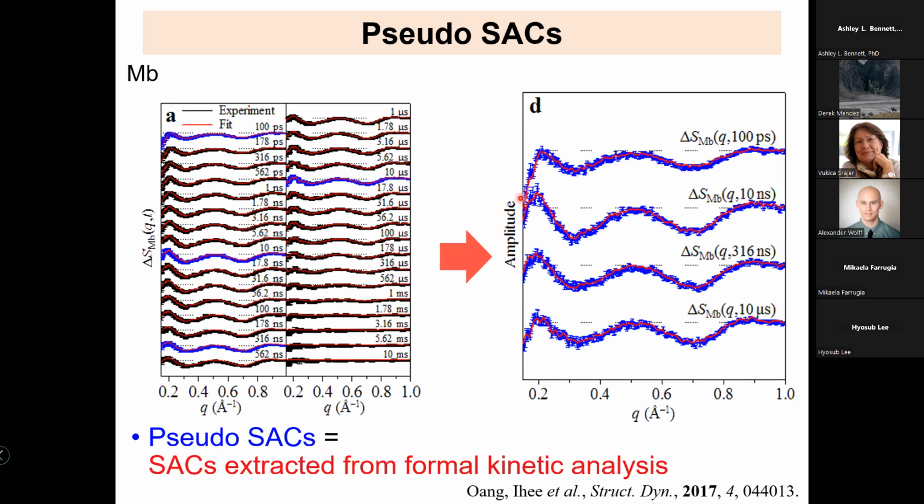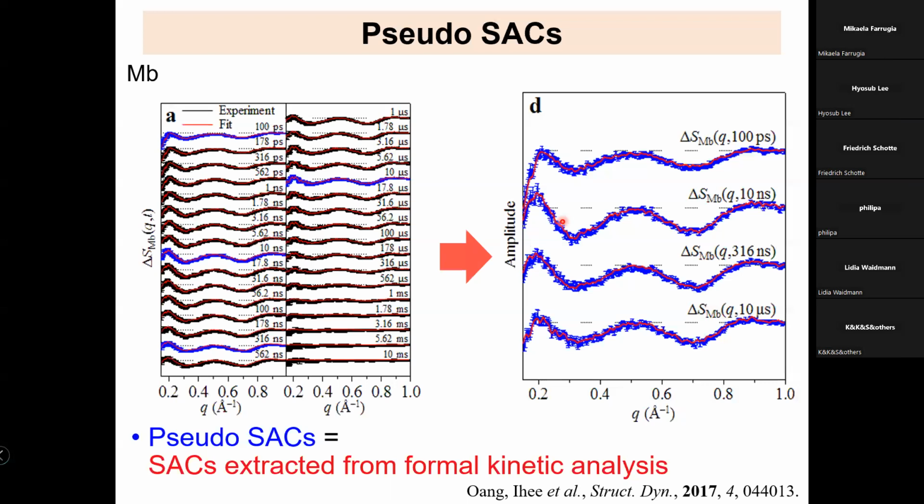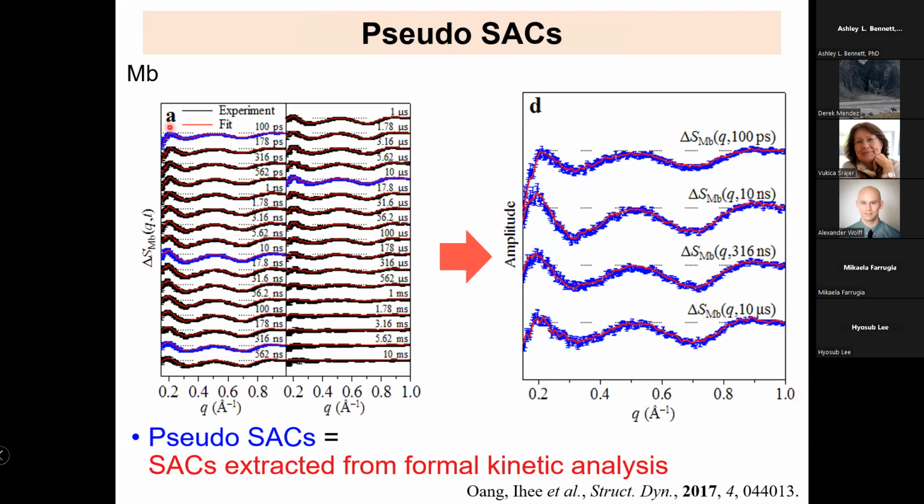Then, to verify whether this kind of method works properly, we compare the species-associated curves extracted in this way to the species-associated curves reported in our previous study. The one determined from the SAPA method is shown in these blue curves, and the one reported in our previous study is shown in these red curves. We can see that these 2 curves show excellent matches, confirming that this kind of approach is effective.